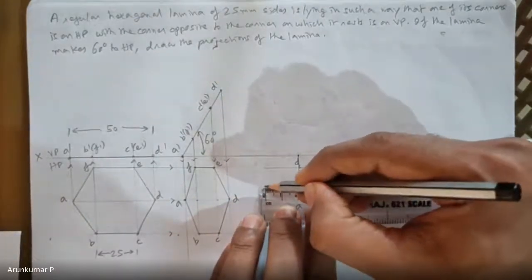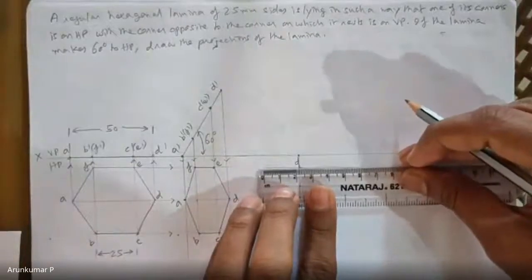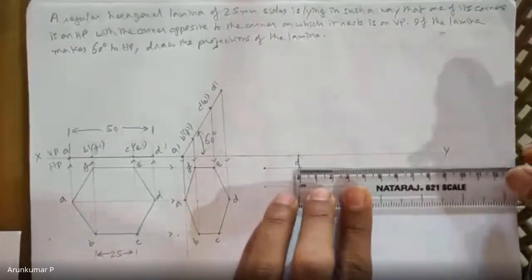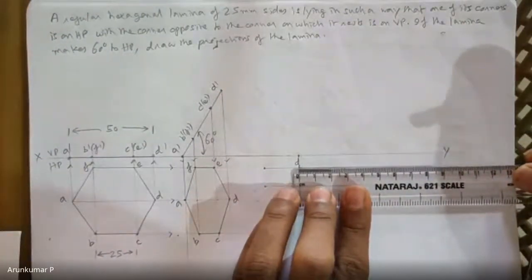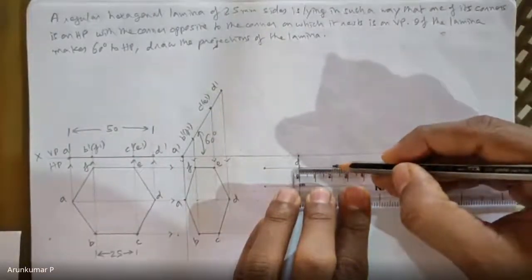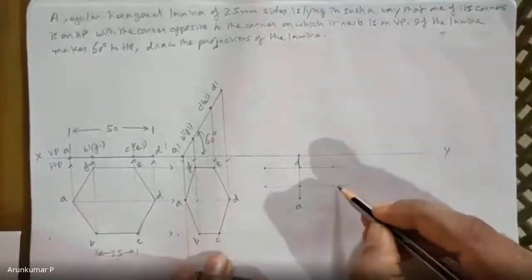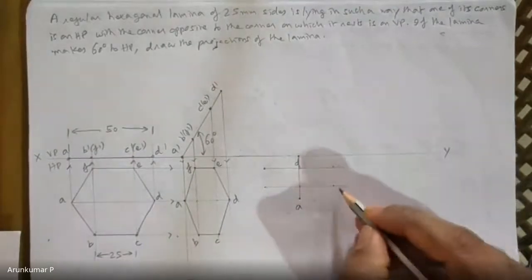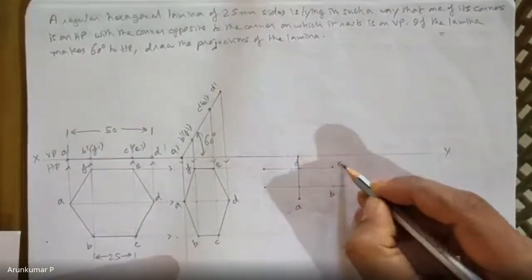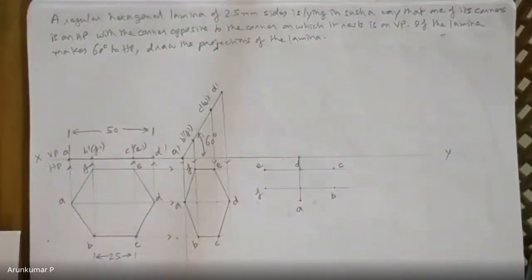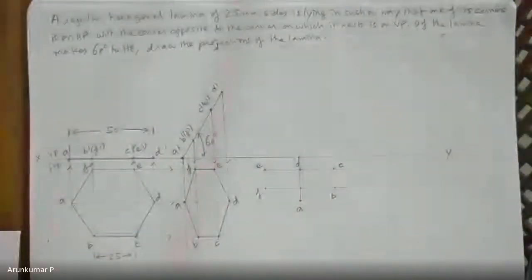Start marking the points. First point, the distance will be same. Second point, third point, fourth point. That's it. So this would be B, this would be C, this would be E, this would be F. This is how I can locate them, using only the scale.